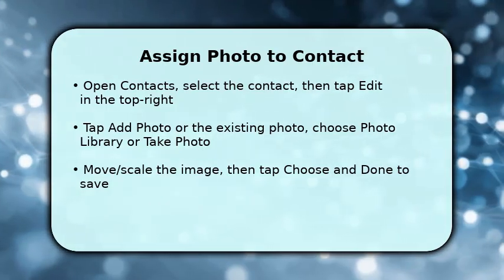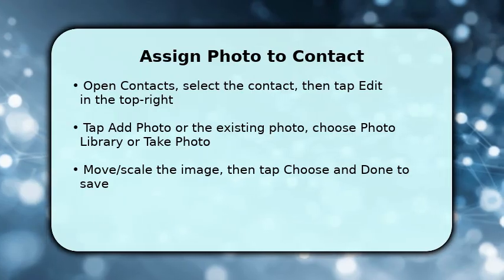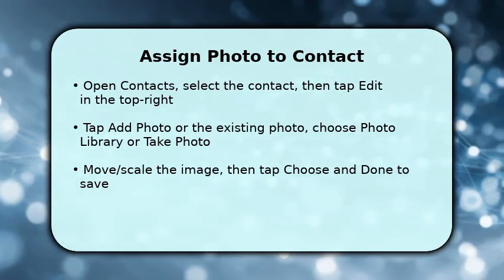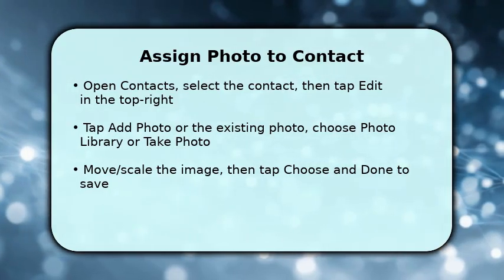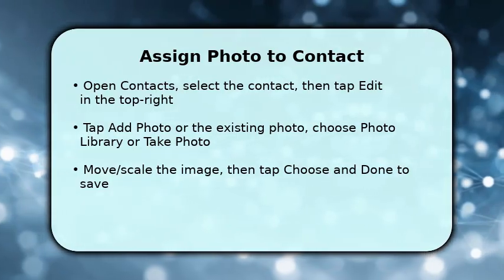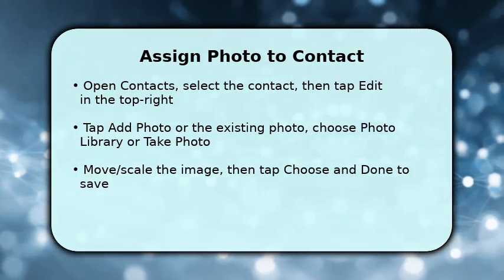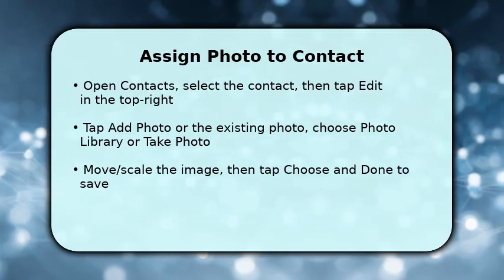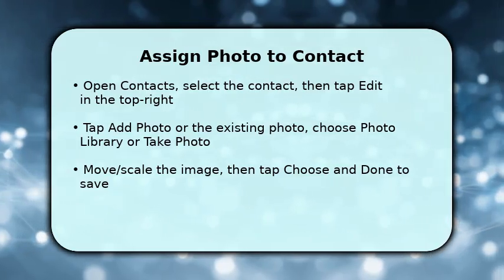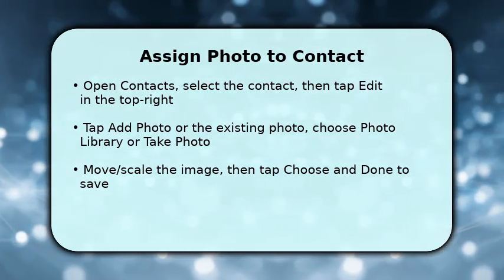capture a fresh one. Position and scale the image so the face is centered. The iPhone crops to a circle, so adjust gently. After positioning, tap Choose and then Done to save. This makes the picture appear on the call screen and in messages, which helps you identify callers instantly.